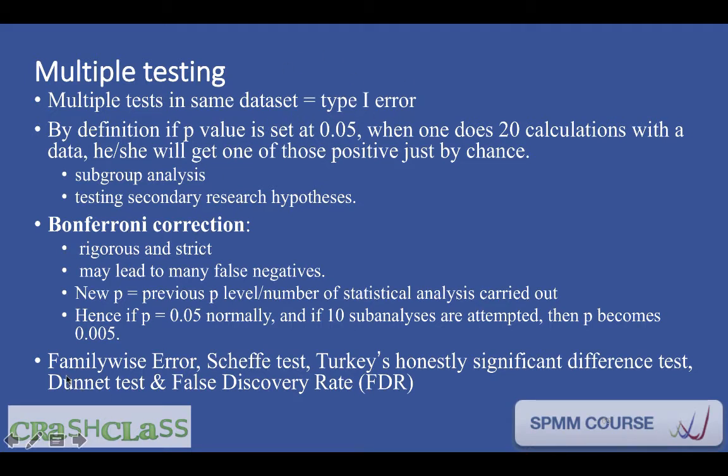You also have other statistical tests for correcting for type 1 error. What are they called? FWE, family wise error test, Scheffe's test. This is not Turkey, it's Tukey. Tukey's honestly significant difference test. Yeah, it's called honestly significant difference test. You also use FDR, false discovery rate. All of these control for multiple testing.